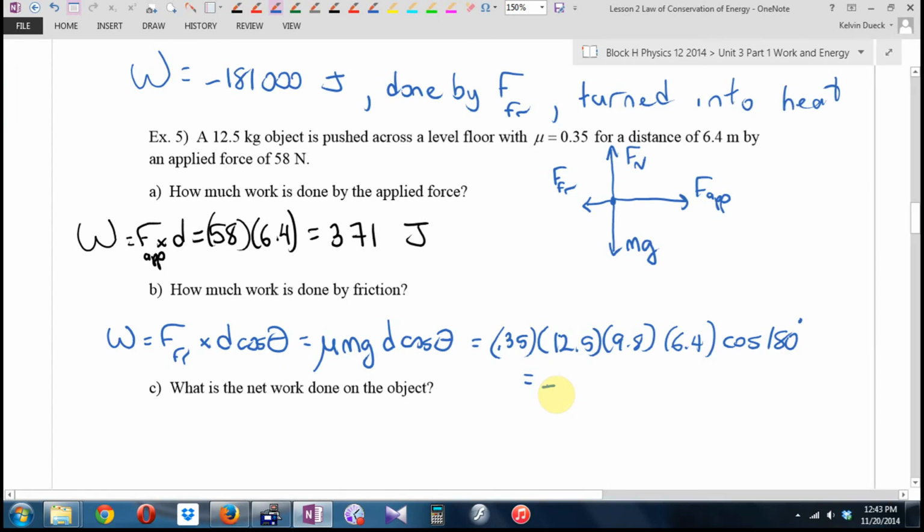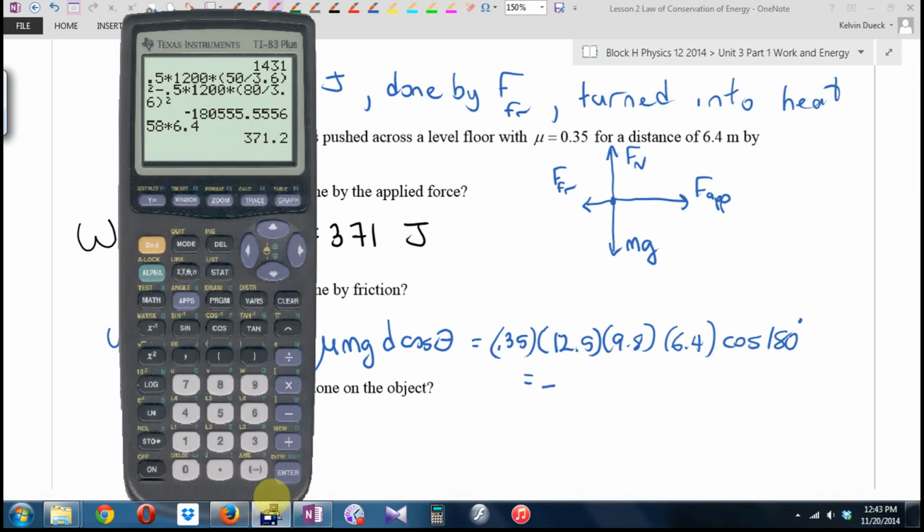For now, I want to make it into an answer. Do you get negative 274.4?